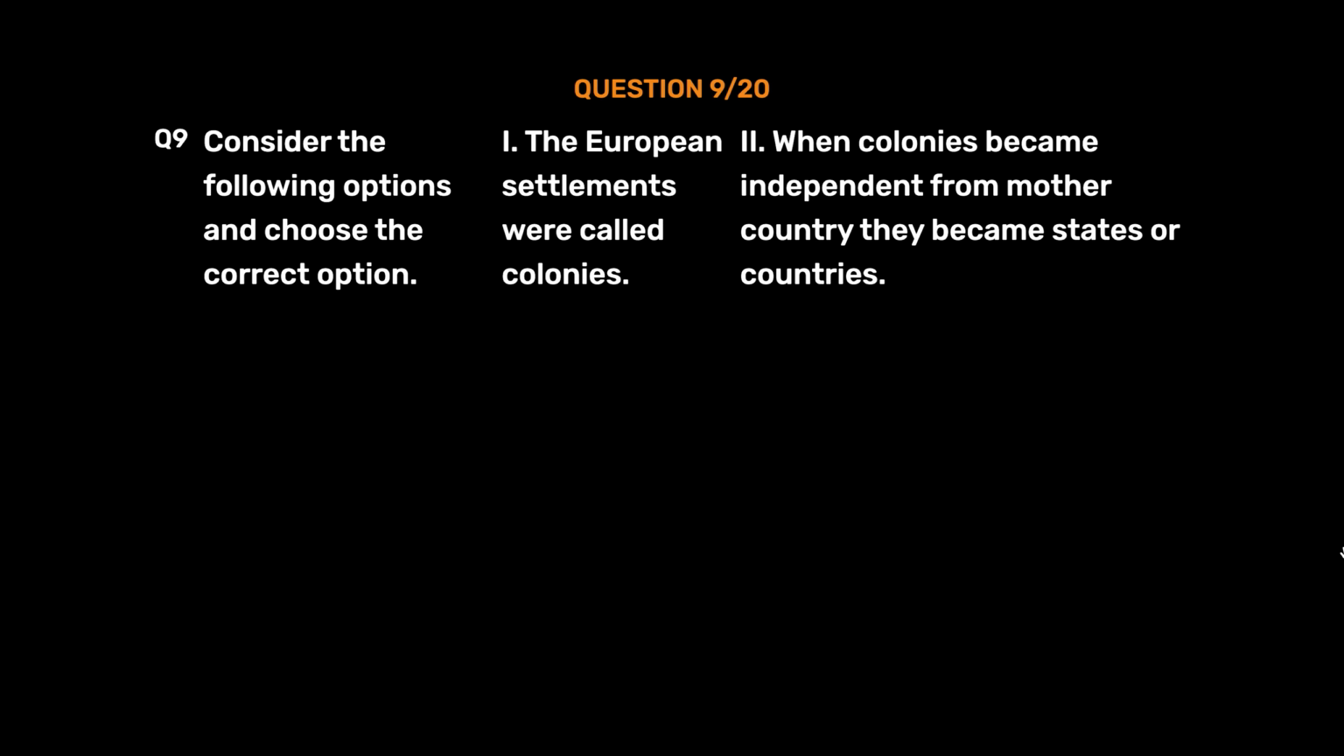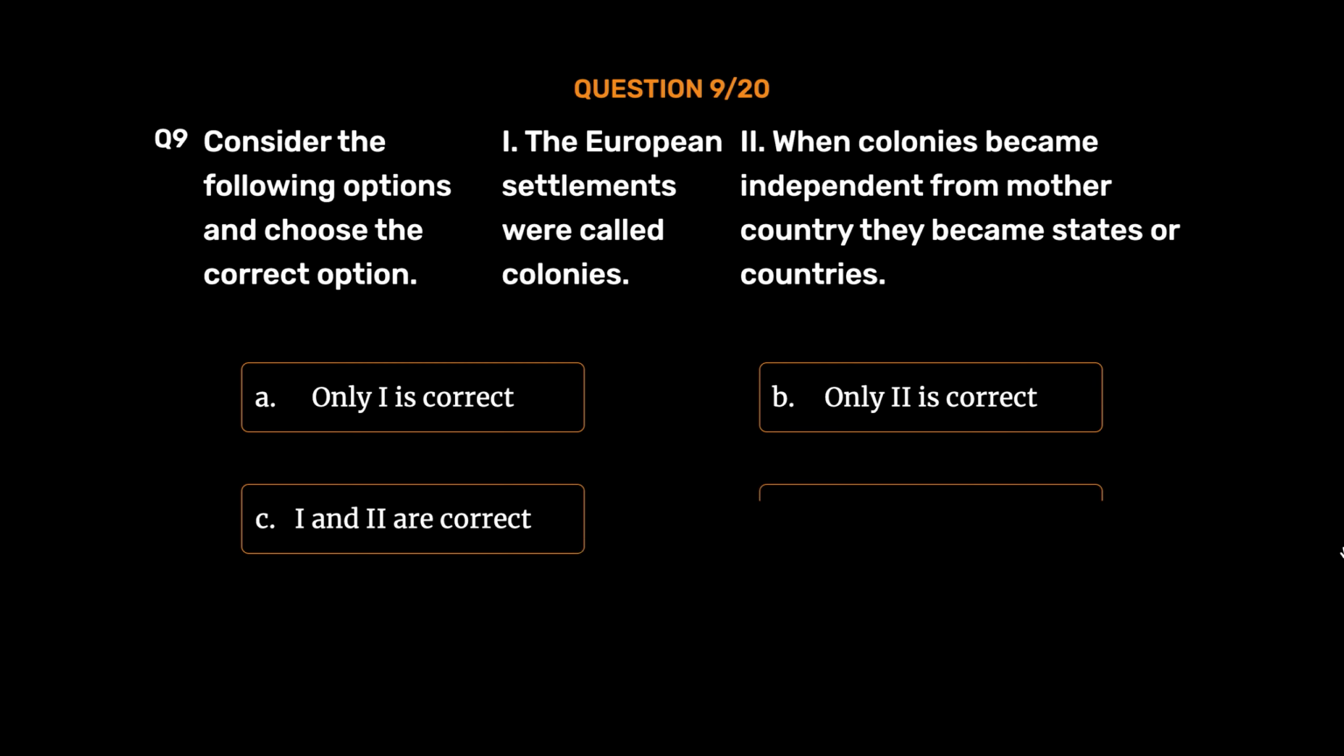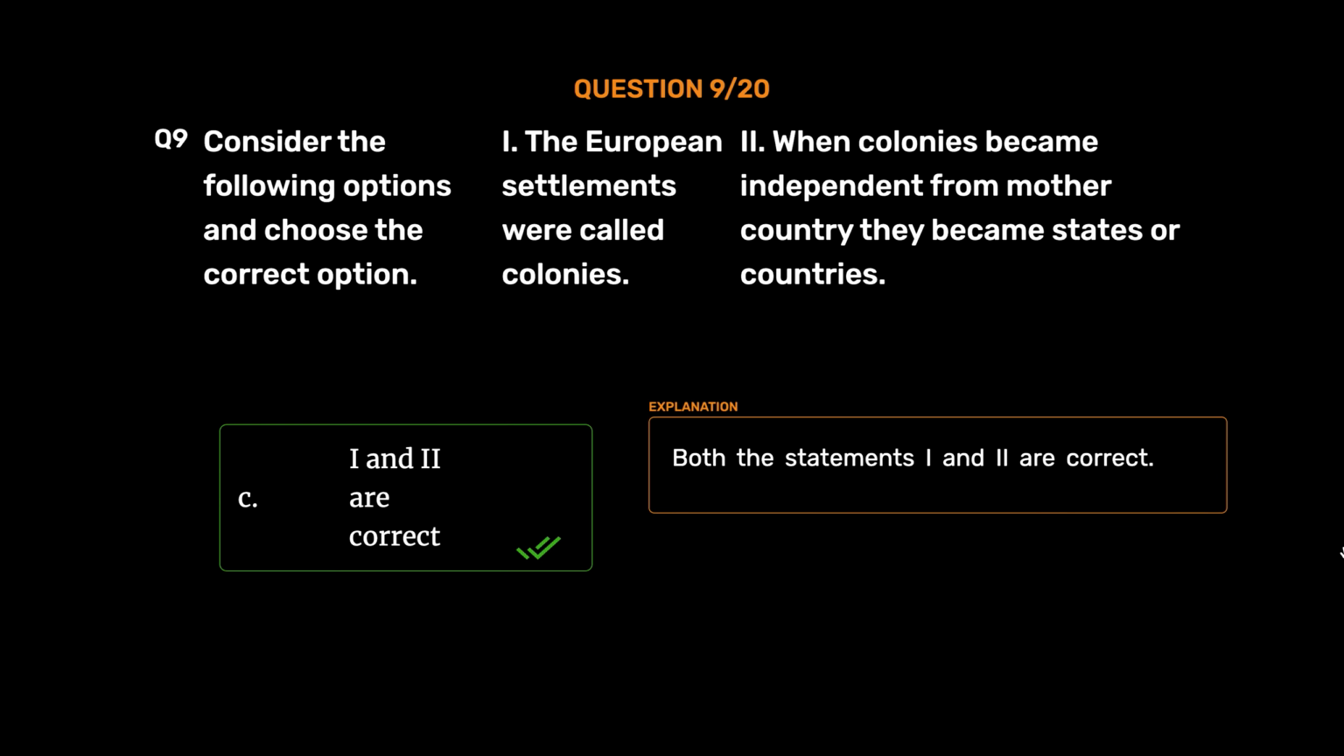Question number 9. Consider the following options and choose the correct option. 1. The European settlements were called colonies. 2. When colonies became independent from the mother country, they became states or countries. Option A, only 1 is correct. Option B, only 2 is correct. Option C, 1 and 2 are correct. Option D, 1 and 2 are incorrect. The correct answer is option C, 1 and 2 are correct. Both the statements 1 and 2 are correct.